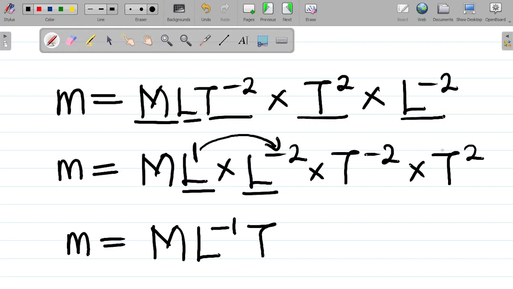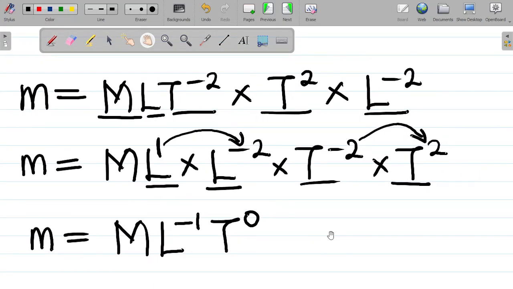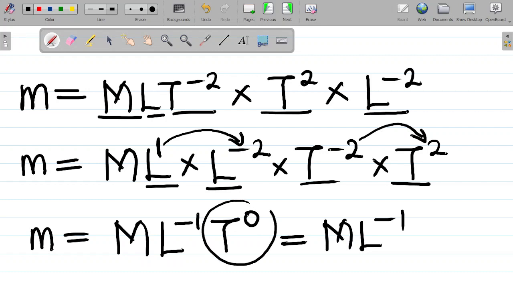We will now have t into, again, two same bases t and t. If you multiply them, you add up their powers. So it becomes minus 2 plus 2. If you punch minus 2 plus 2, you have that as what? The 0. So from here, this would be equal to m l to power minus 1. From the zeroth law of indices, anything raised to power 0 is equal to what? 1, except 0. So t to the power 0 gives you 1.